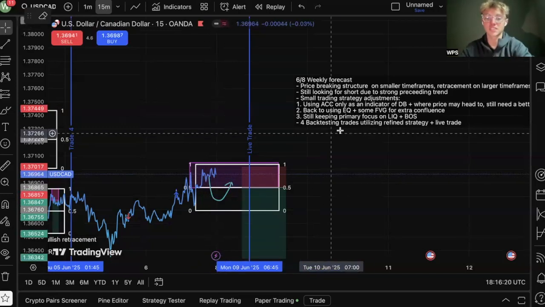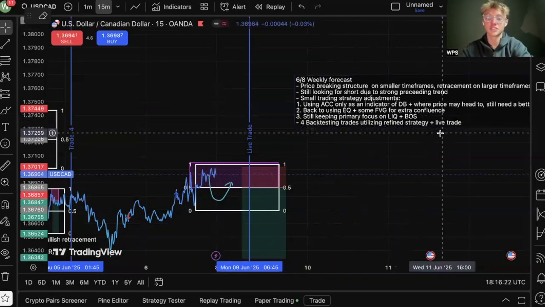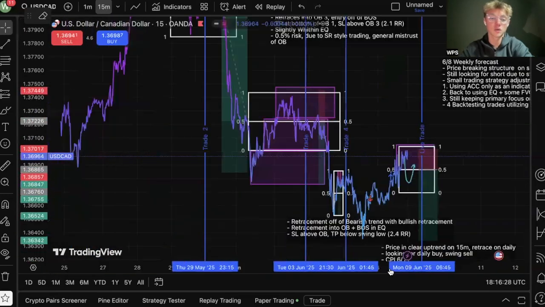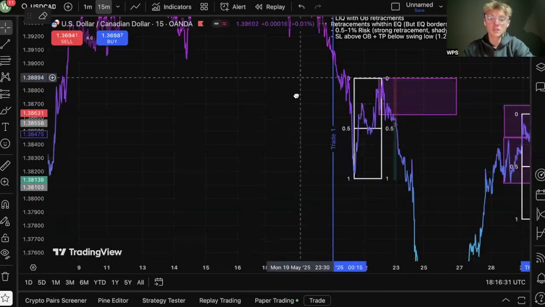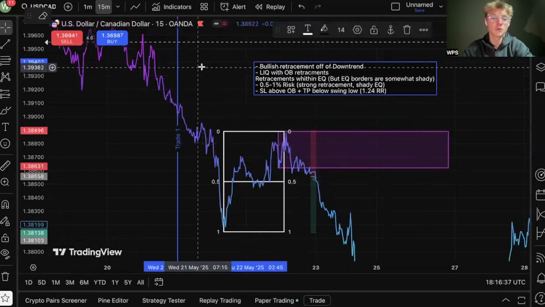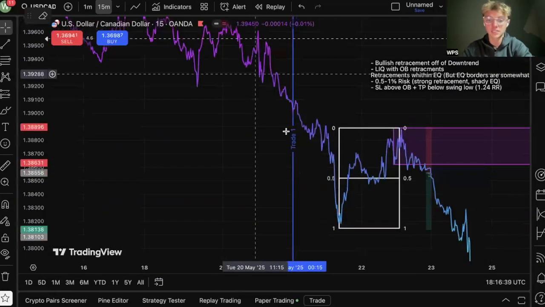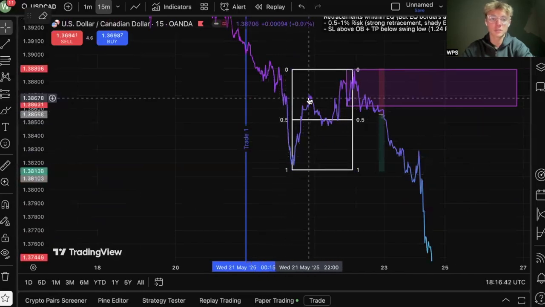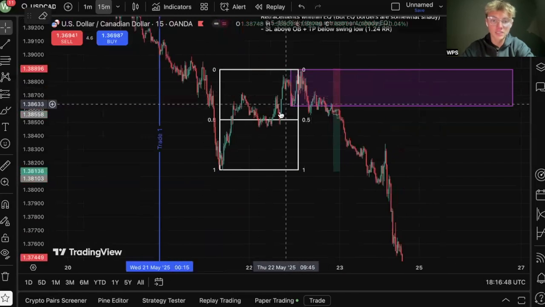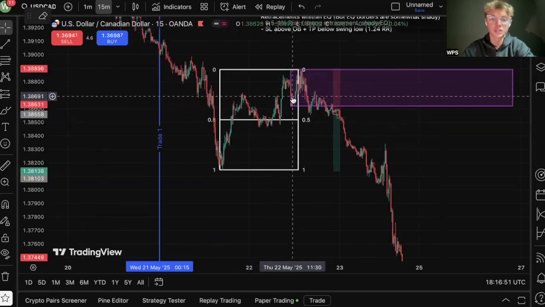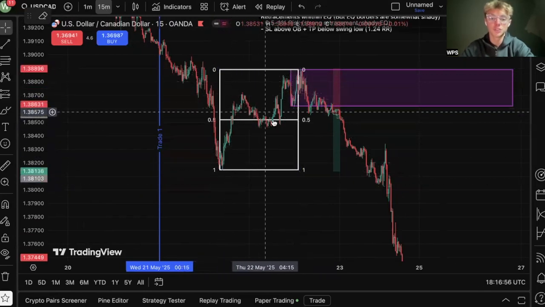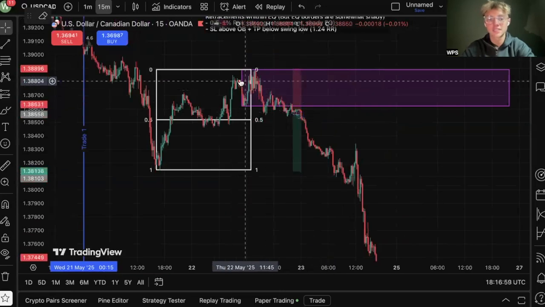I made four backtesting trades using my refined strategy and a live trade that seems to follow the same pattern as these four backtested trades. The first backtested trade I could have taken was on a bullish retracement off of a downtrend. As you can see here, we're on a downtrend. We see a retracement back up. And then what I would have done is I would have marked out this area of accumulation or this order block here where price retraces back up. It retraces up here, pushes even further, and this is the top of the retracement.